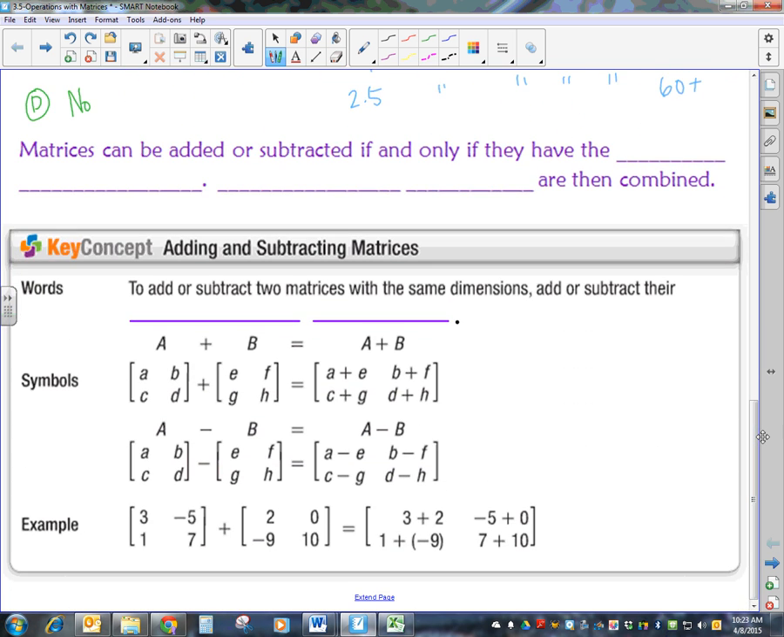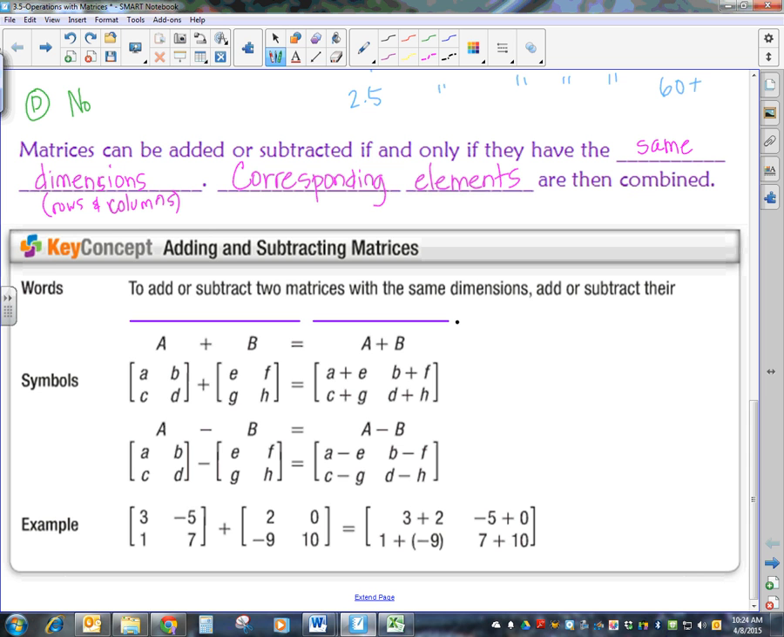Okay? So the next thing we need to talk about are some operations with matrices. Matrices can be added or subtracted if and only if they have the same dimensions. So the dimensions are what I just talked about in the beginning there. It's supposed to be this. Dimensions, and that is, excuse me, your rows and your columns. Those are the dimensions of your matrix. Okay? Once you have those dimensions that are the same, then basically corresponding elements are then combined.